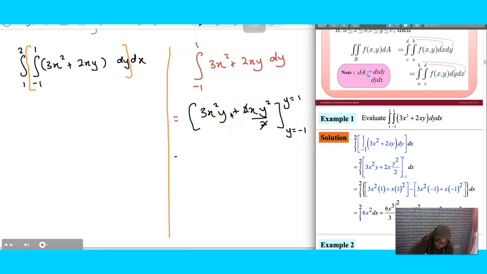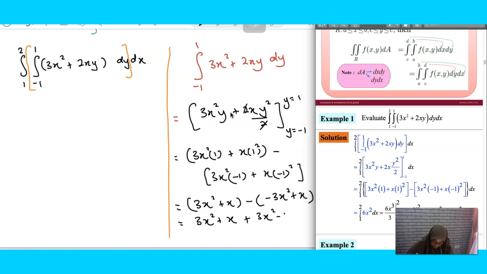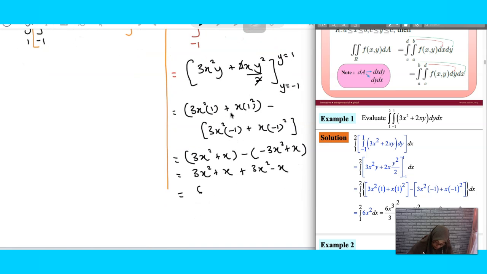So now you cannot change the x because x is constant, so you just replace the value of y only. Okay, so the first term 3x squared, and then y is 1 plus x is x, so 1 squared, minus 3x squared, and then y is minus 1 plus x minus 1 squared. And then we simplify, so you will get 3x squared plus x plus 3x squared minus x. So you will get 6x squared.